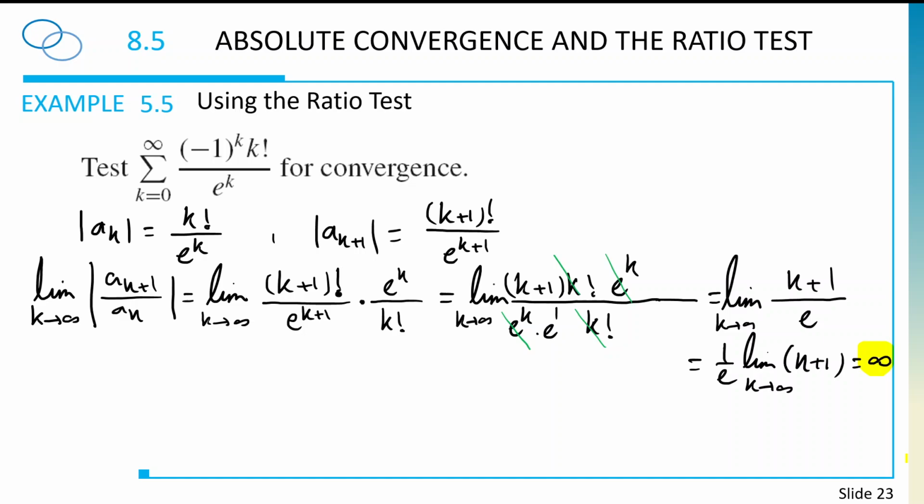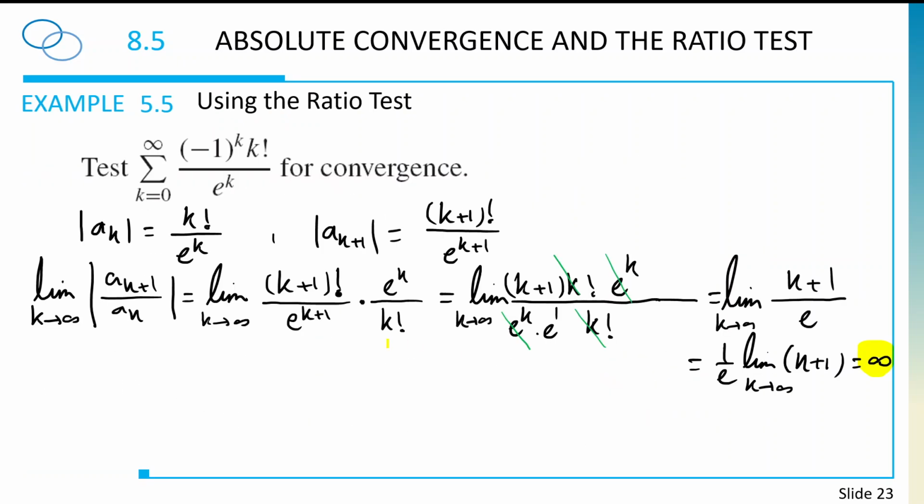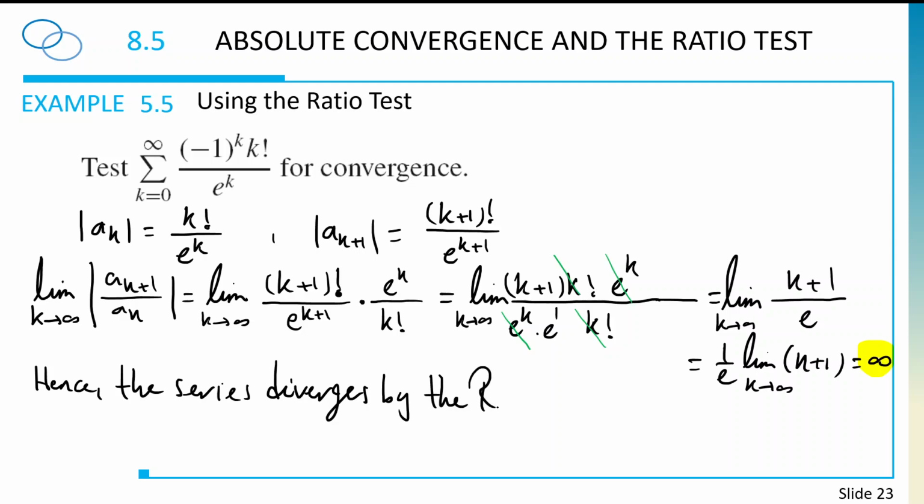Let's go back to the test. If the limit is equal to infinity, then the series diverges. Anything more than 1, it diverges. So hence the series diverges by the ratio test.